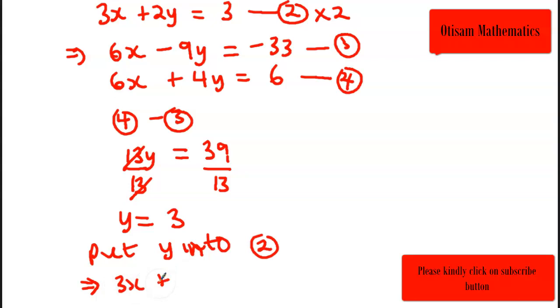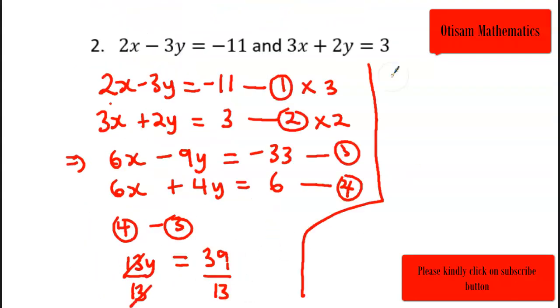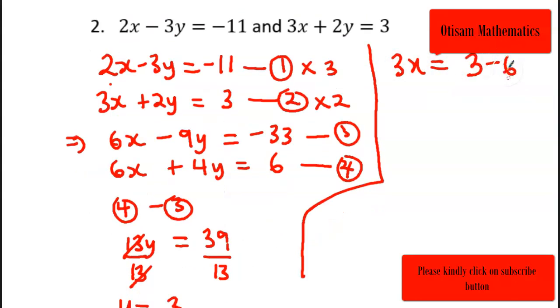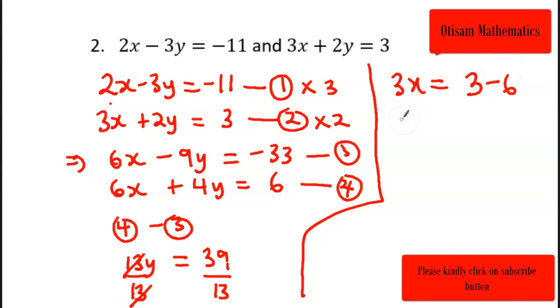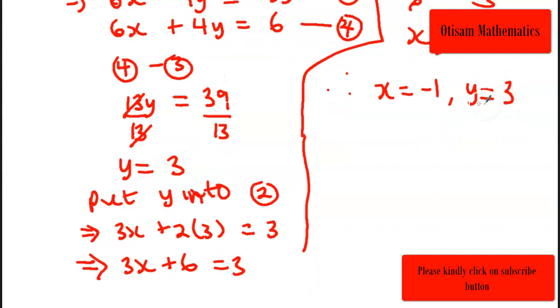3x plus 2 times 3 is equal to 3. So 3x plus 6 is equal to 3. So you have 3x is equal to 3 minus 6. So 3x is equal to minus 3. Divide both sides by 3. So x is equal to minus 1. Therefore, x is equal to minus 1, and then y is equal to 3.